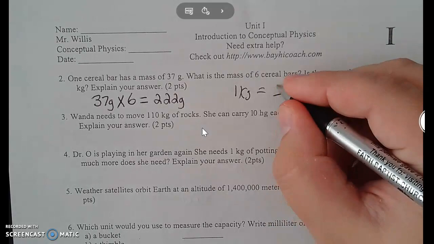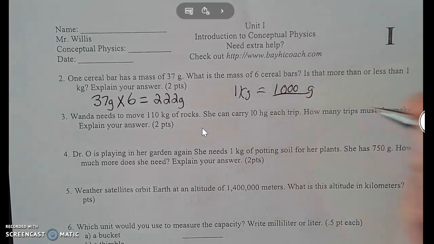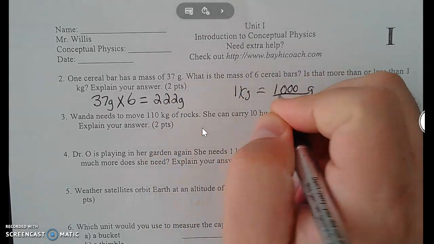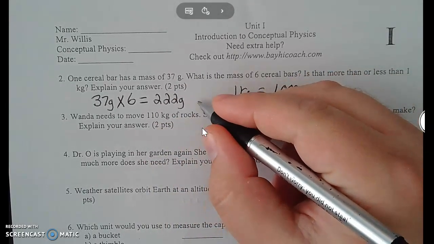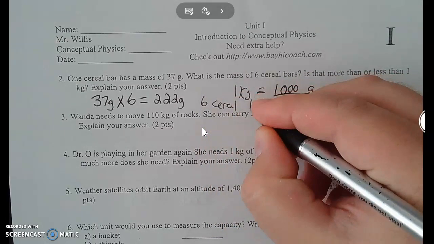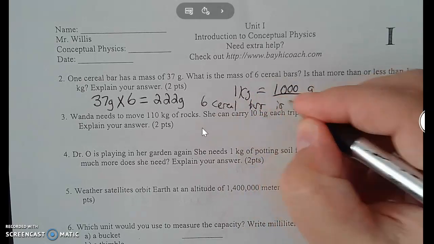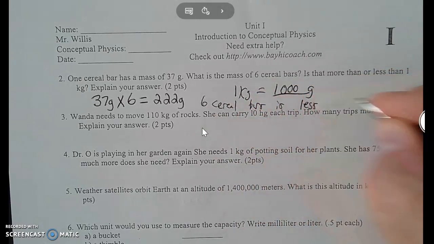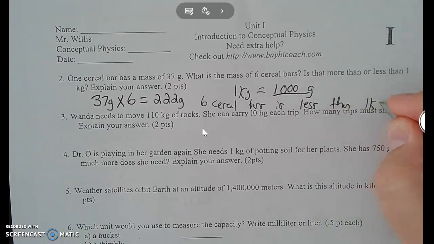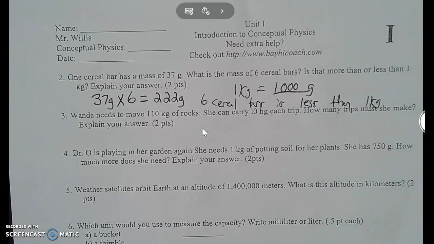So if 1 kilogram is 1,000 grams, well, then we would conclude that that's going to be less than 1 kilogram, right? Because 222 grams is not nearly as much as 1,000 grams. So 6 cereal bars is less than 1 kg. And we just proved that using math.